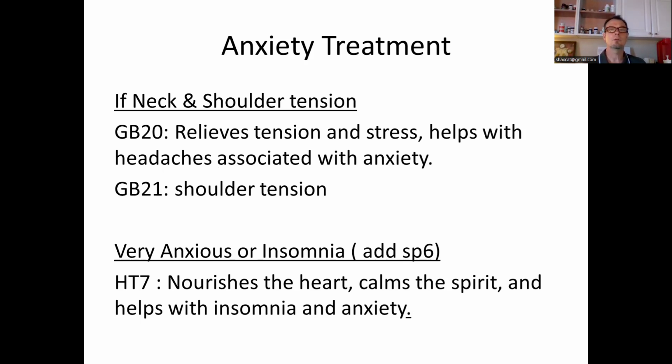If they're very anxious, you can think about using Heart 7. Or if there's insomnia, you can use Heart 7, Spleen 6. That doesn't necessarily mean that it's going to eradicate the insomnia, but you quite often see that as a point combination in a lot of books for insomnia. Like I said, if they're coming to you for insomnia, you're going to have to work a little harder than just Heart 7 and Spleen 6. You're going to have to work a little bit more than that. But it's a good start.